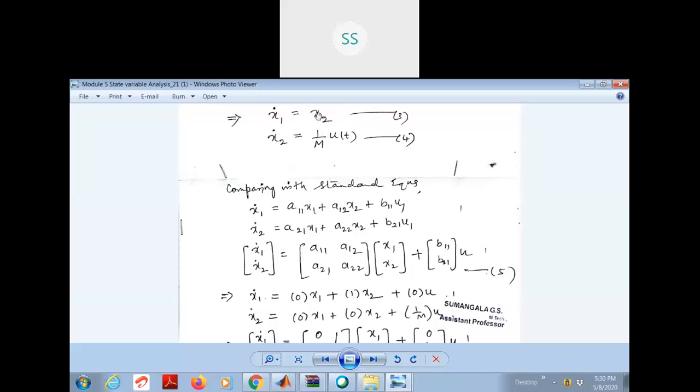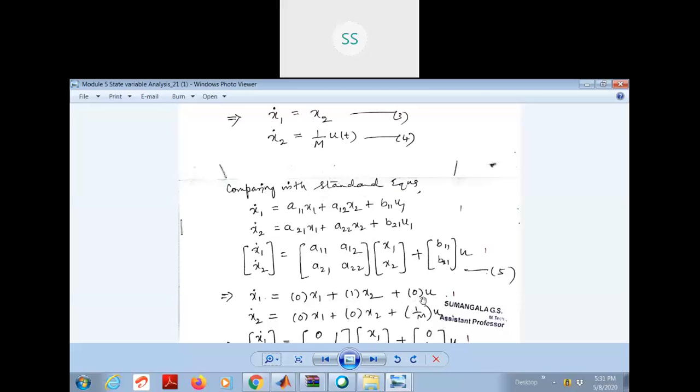Coefficient of x2 is 1. So now equation 3 is written in the standard form as x1 dot equal to 0 into x1. I'm trying to convert equation 3 into this form. Wherever coefficients are not there, I'll put 0. And as x2 is present, I will write only its coefficient. So 0 into x1 plus 1 into x2 plus, we don't have any other u term, therefore 0 into u.